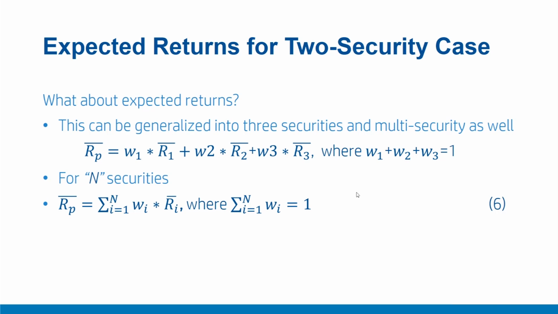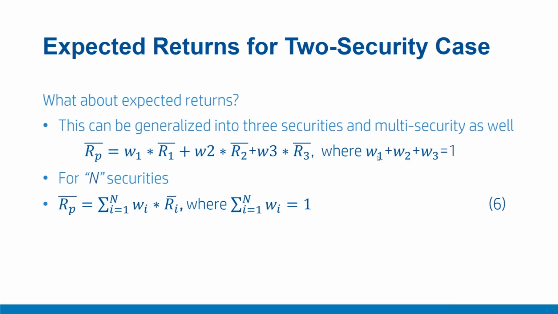Let us consider a simple 3 security case where the entire wealth is invested in 3 securities R1, R2, R3. The proportionate amounts are W1, W2 and W3, and therefore the summation of W1, W2, W3 should be 1 because this is the total amount of wealth. And W1 amount is invested in security 1, W2 amount is invested in security 2 and W3 is invested in security 3. Therefore, when we generalize our previous result, RP bar equal to W1 times R1 bar plus W2 times R2 bar plus W3 times R3 bar.